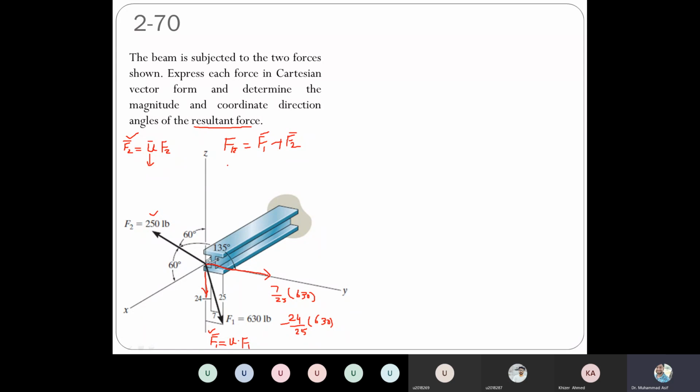And how can you get the magnitude of that resultant vector? You know how to get the magnitude. You take the square root of Frx square plus Fry square, and that will give you the magnitude of the resultant vector, right?